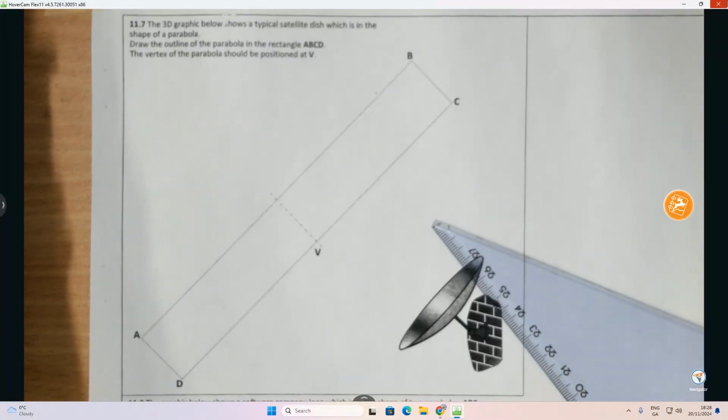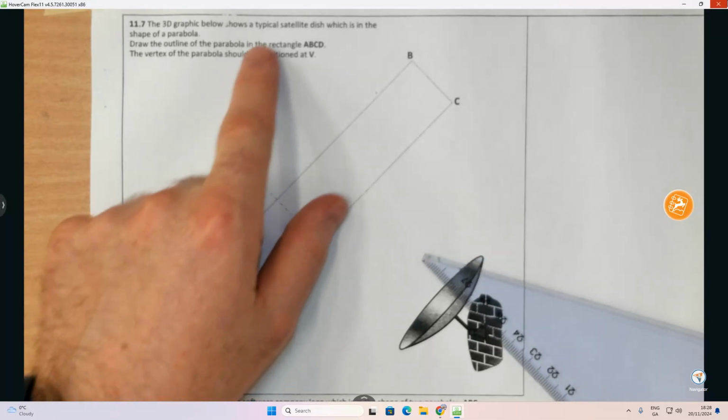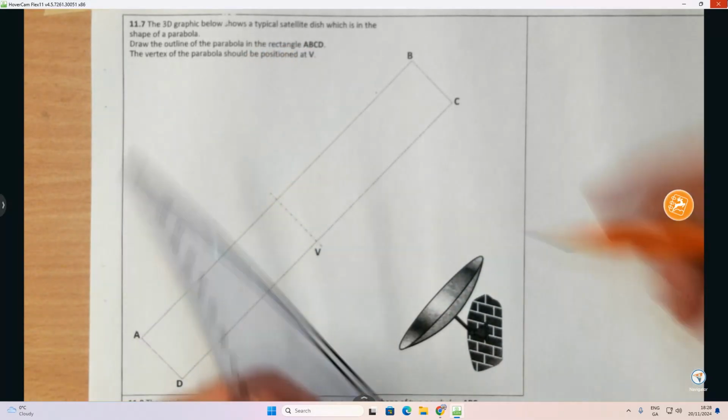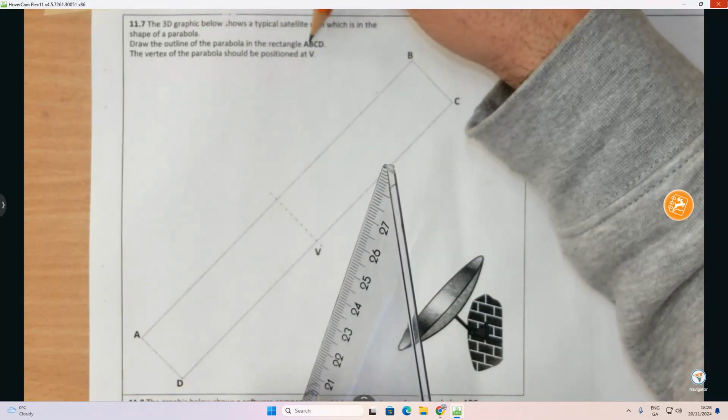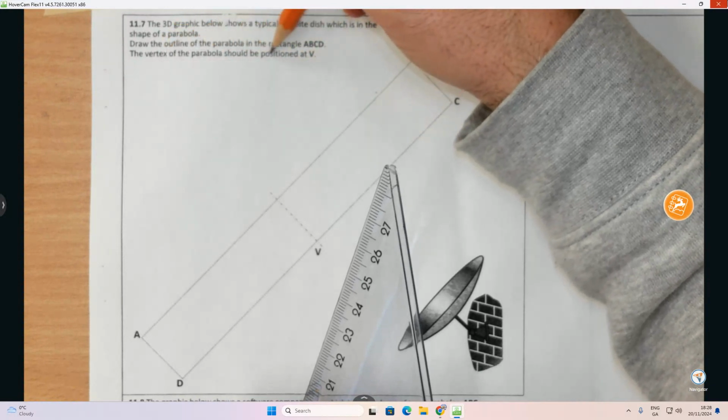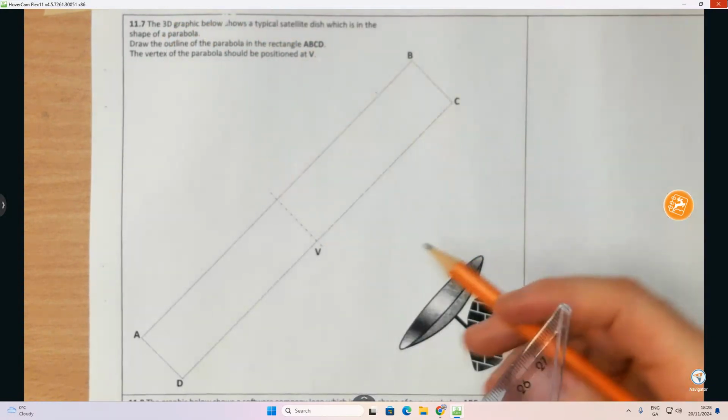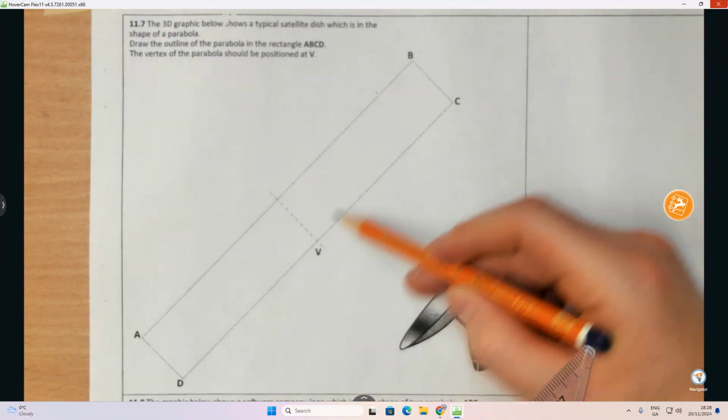It says here, the graphic below shows a typical satellite dish which is the shape of a parabola. Draw the outline of the parabola in the rectangle ABCD. The vertex of the parabola should be positioned at point V. So what we're going to do is draw a parabola inside of this rectangle.